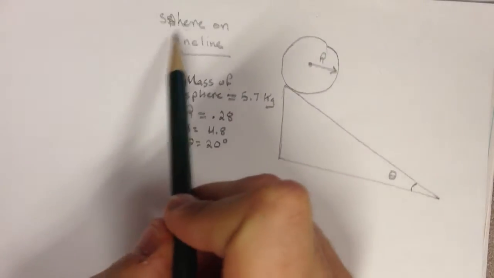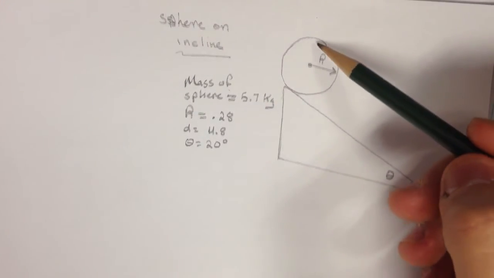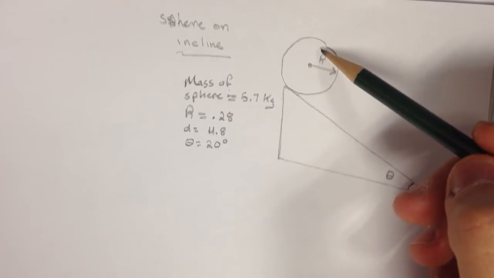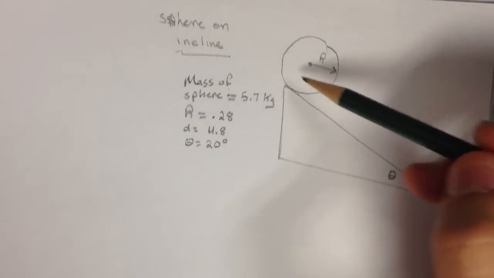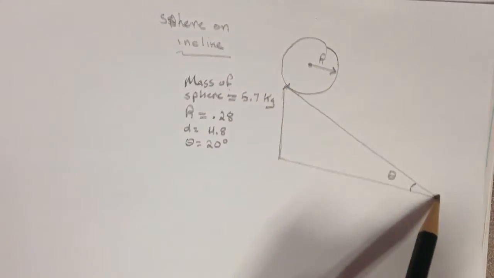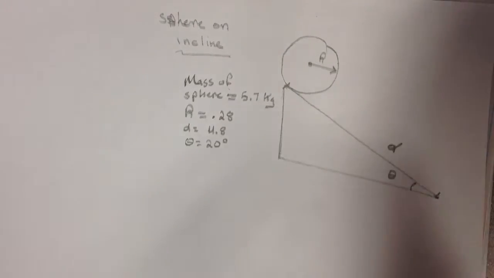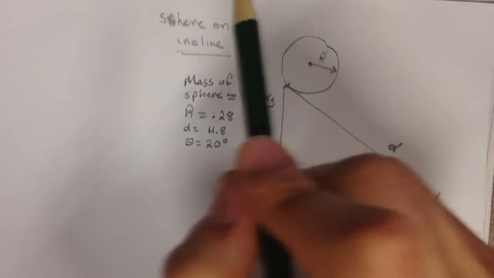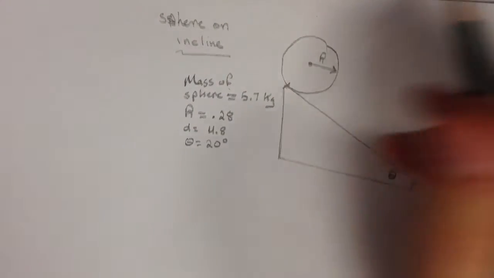Anyway, this is a sphere on incline problem. We have a sphere here, and there's the incline. They give us the theta, the mass, the radius, and this distance from here to here, which is d. They ask us a bunch of questions, and I'm going to go about it the opposite way.